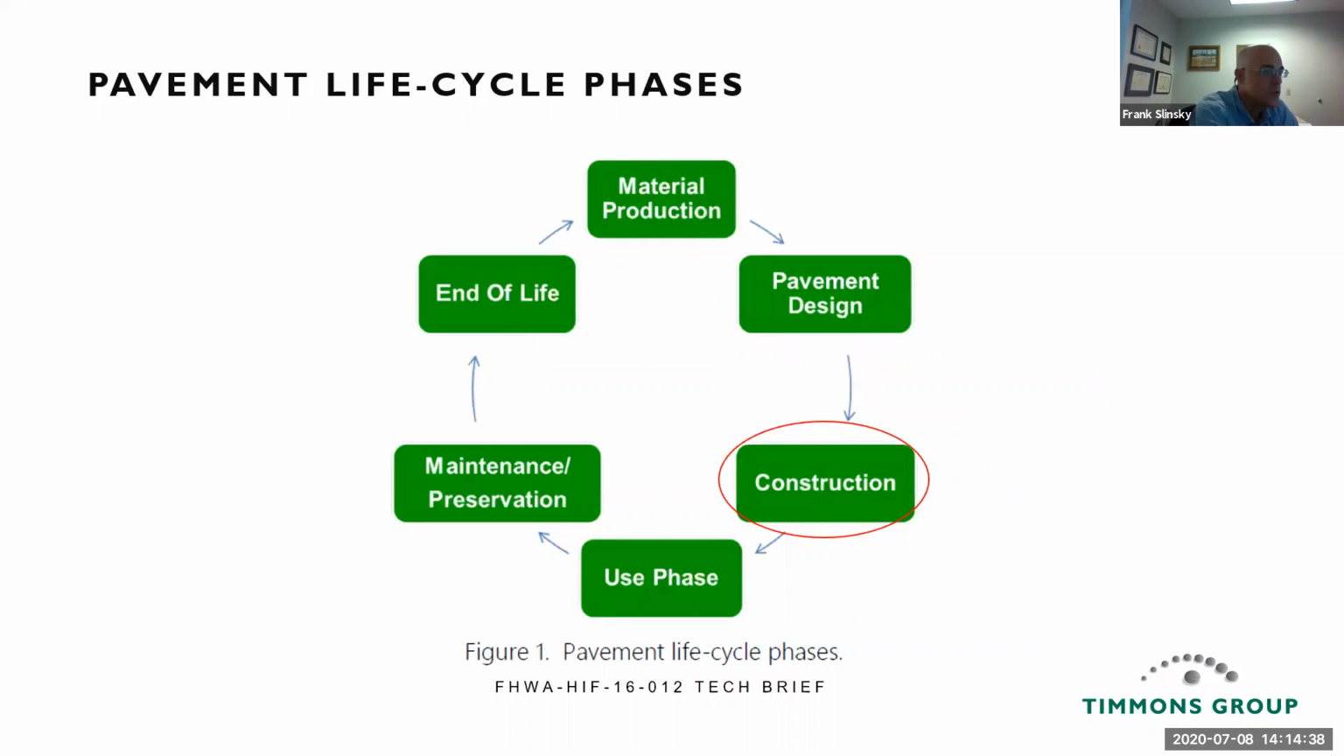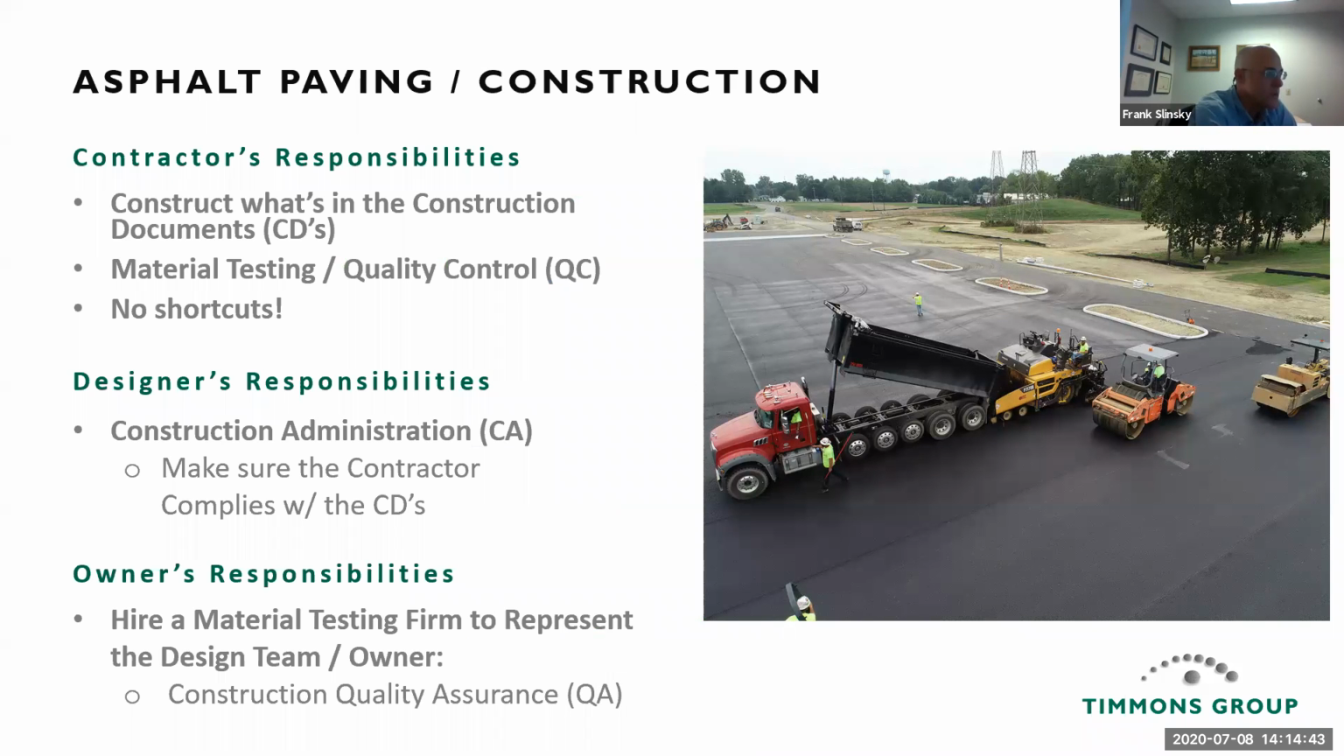So let's slide over to construction. There are three categories of responsibilities in construction. Contractor's responsibilities are primary here, but we'll talk about the others too. The contractor's responsibility is to construct within the construction documents, material testing and quality control, QC, and no shortcuts. The designer's responsibility is construction administration, CA, and making sure the contractor complies with the construction documents.